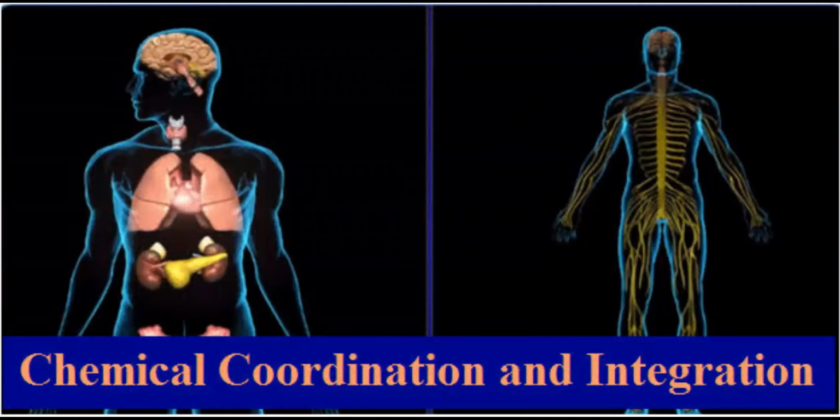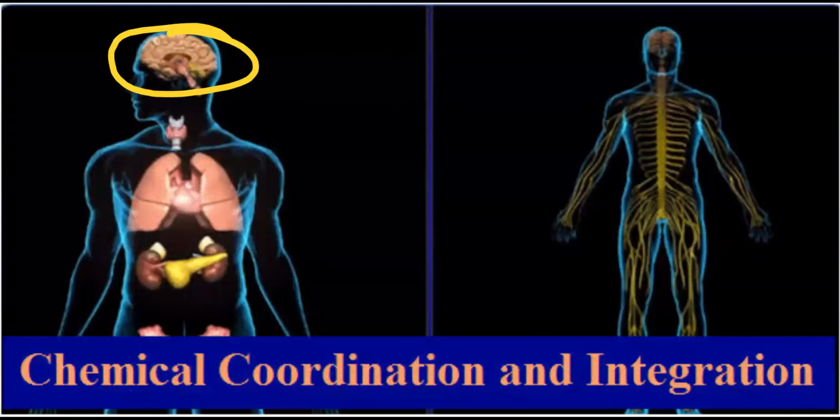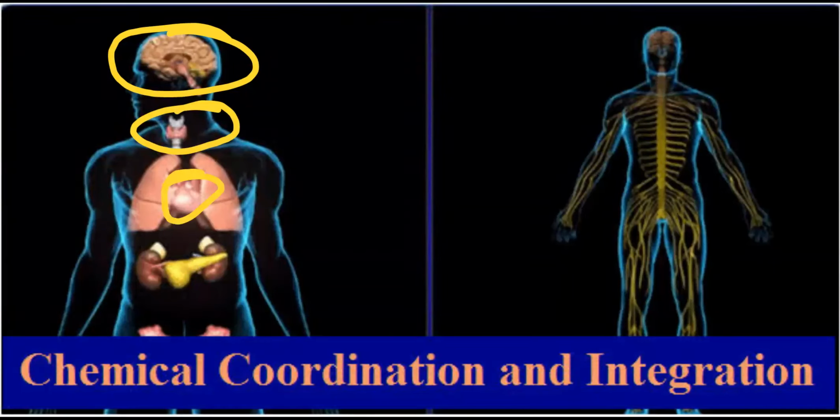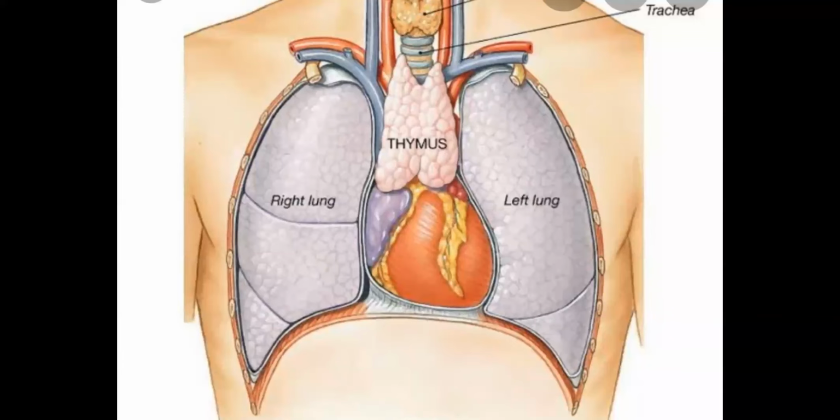So if you remember, we have studied up to the point of thyroid. In the head region, three glands: pineal, pituitary, and hypothalamus. In the neck region, thyroid and parathyroid. And now we are reaching the chest region, the thoracic cavity, where we will study the thymus. So, thymus gland as an endocrine gland. Look at the position of the thymus.